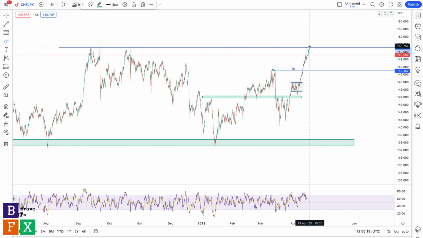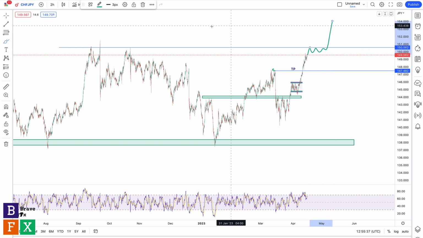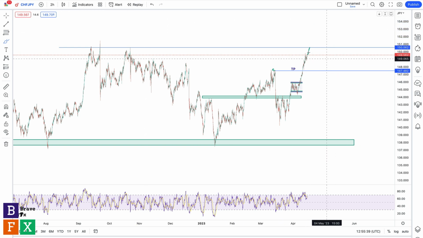Then if we get a good consolidation and then a bullish breakout, this would be my signal to go long on CHF-JPY. Other than this, I'm just going to wait to see what price does before either going long or going short. This is going to be one of my best case scenarios to go long. We might also get into this resistance level, breakout, retest, and then continue with a bullish move. So this will also be another reason to go long.